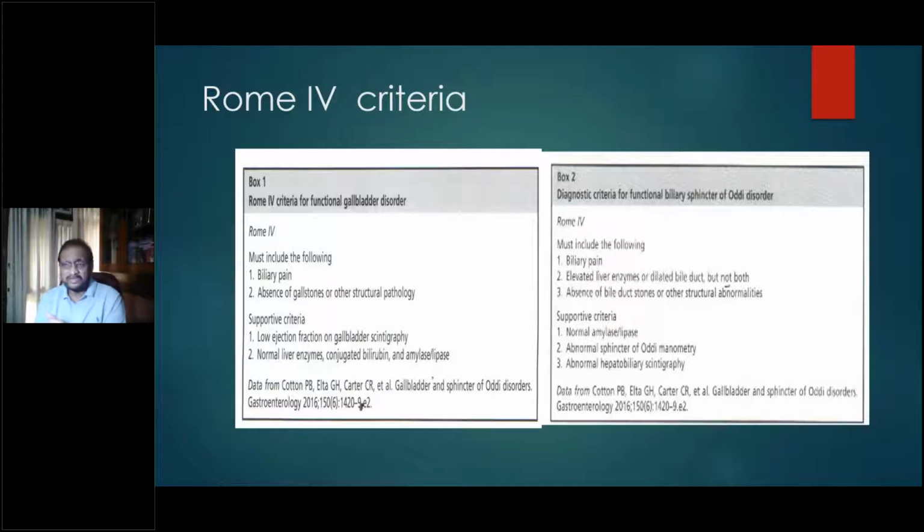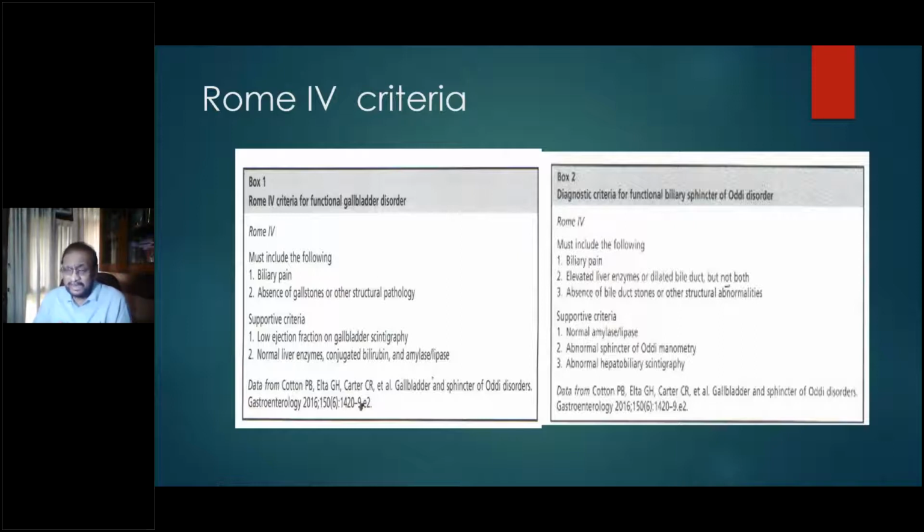Now, let's look at the sphincter of Oddi diagnostic criteria according to Rome 4. Number one, that should also be having a biliary pain. So one thing is common to both of them. There has to be biliary pain in both. Here, there's either elevated liver enzymes or dilated bile duct, but not both. I mean, you should have only one of these, either biochemical parameter alteration or finding a dilated bile duct on an ultrasound or CT or whatever you're doing.